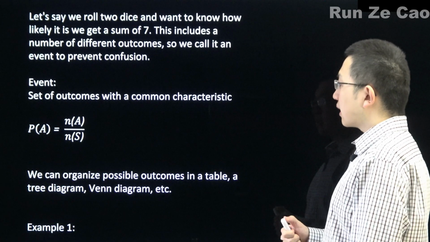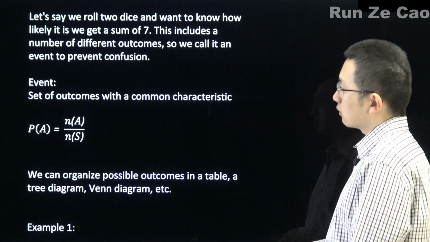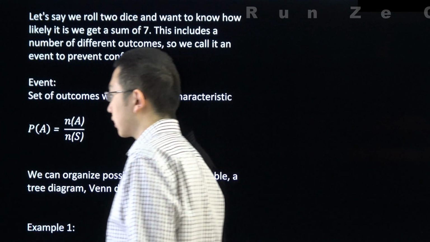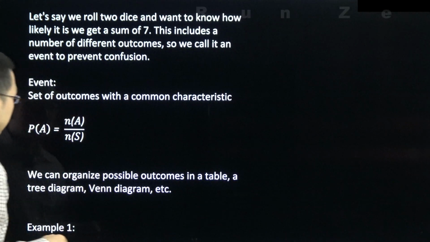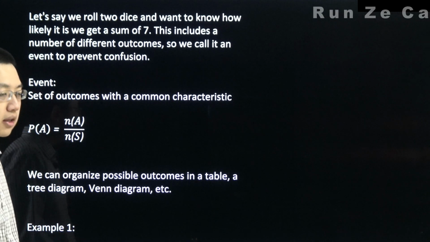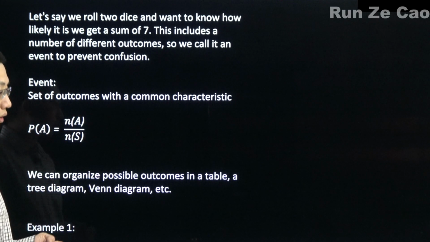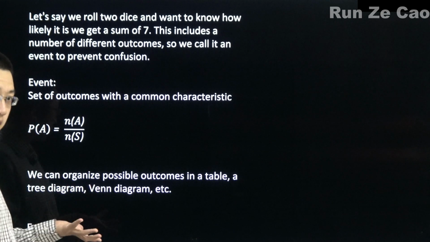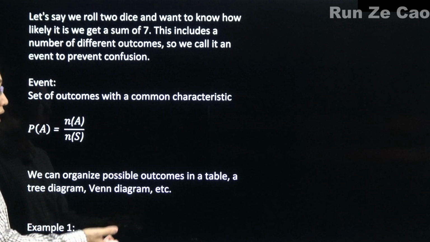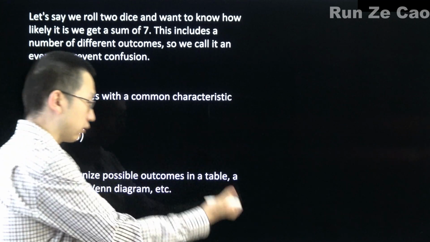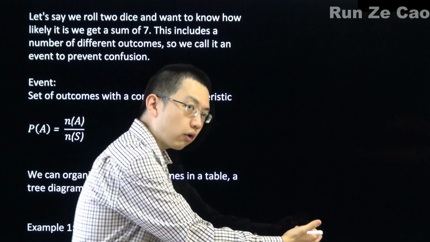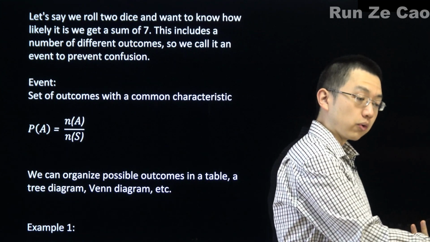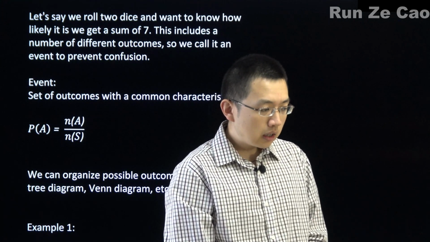An event is a set of outcomes with a common characteristic. Like, say, rolling 2 dice and then getting a sum of 7. This has a number of different options. You could have the first die come up 1, and the second one come up 6. The first one could come up 2, the second one 5, 3 and 4, 4 and 3, 5 and 2, and 6 and 1.